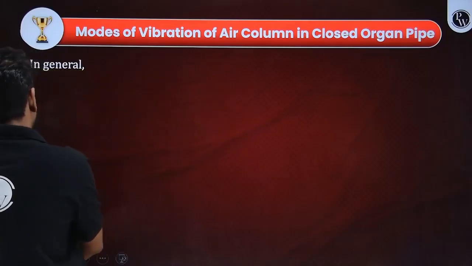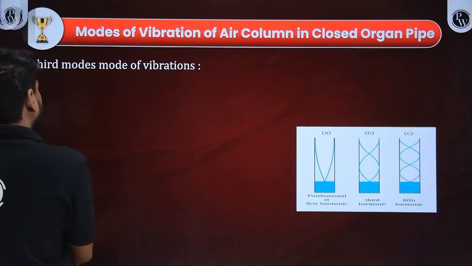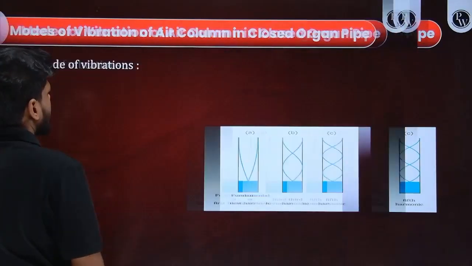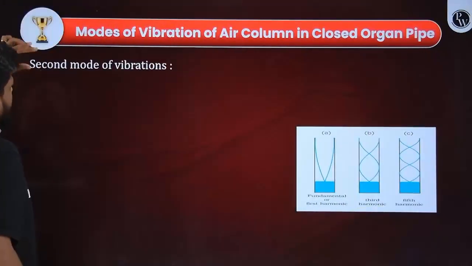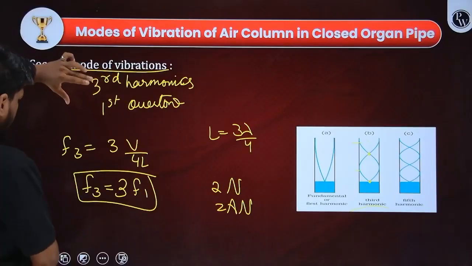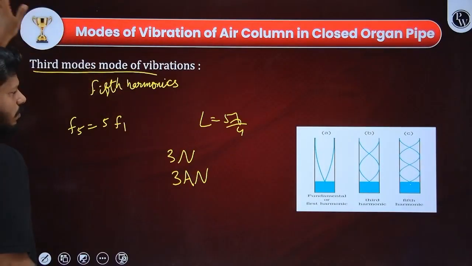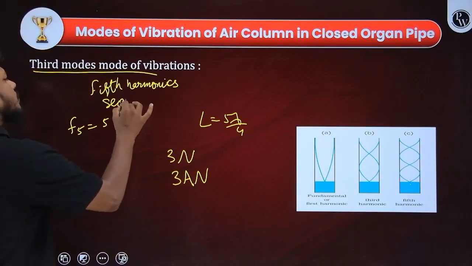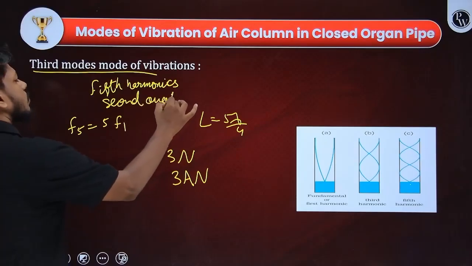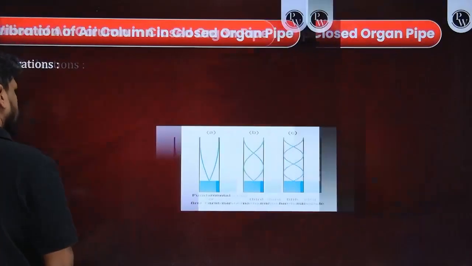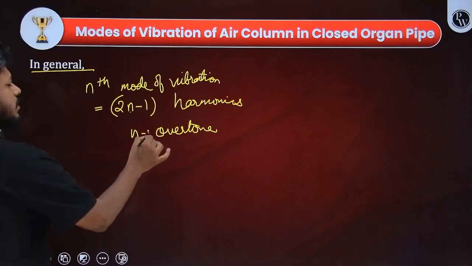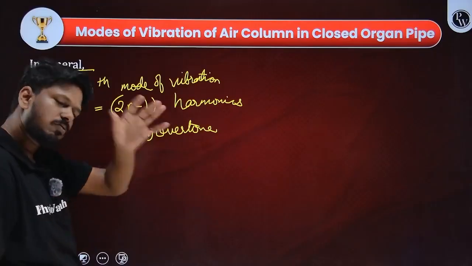How do you know, sir? Actually, n minus 1 overtone, I am sorry. Because for n is equal to 2, first overtone. N is equal to 3, second overtone. This is called second overtone. So it is n minus 1 overtone.